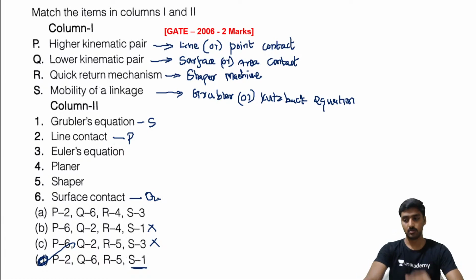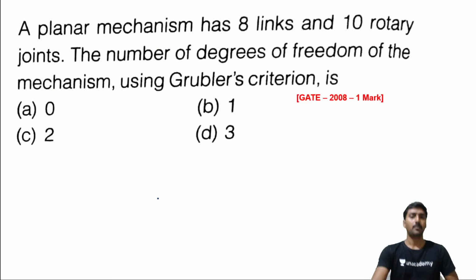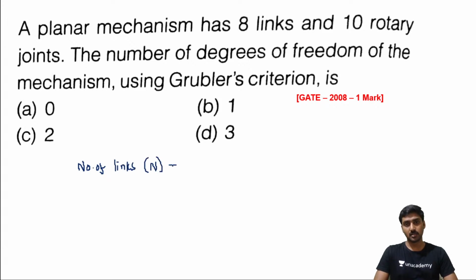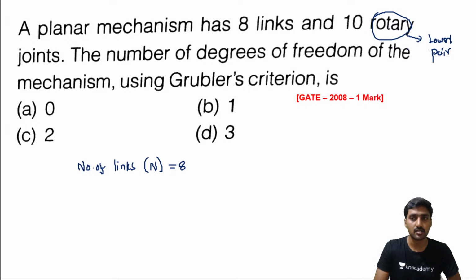Okay, next. We are moving to the next one. I will explain it one by one. Planar mechanism has 8 links and 10 rotary joints. The number of degrees of freedom of the mechanism using the Grubler criterion. Grubler criterion is called degrees of freedom. The planar mechanism, number of links, it's capital N. We are mentioning it as number of links, capital N. 10 rotary joints. Rotary joint belongs to the lower pair. There is contact between the two links. It's a surface or area contact, so it belongs to the lower pair.